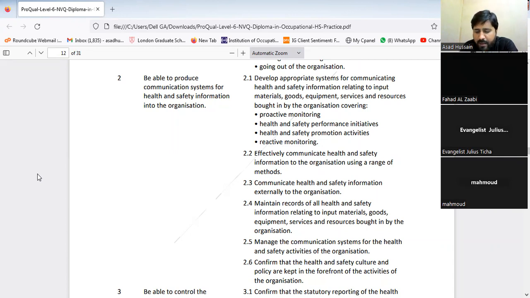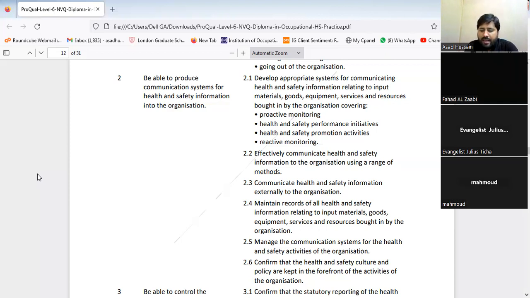So first of all, we have 2.1 assessment criteria: develop appropriate systems for communicating health and safety information relating to input materials, goods, equipment, services, and resources bought in by the organization, covering proactive monitoring, health and safety performance initiatives, health and safety promotion activities, and reactive monitoring. So what you have to do, you have to produce evidences here, because you can't typically explain here.